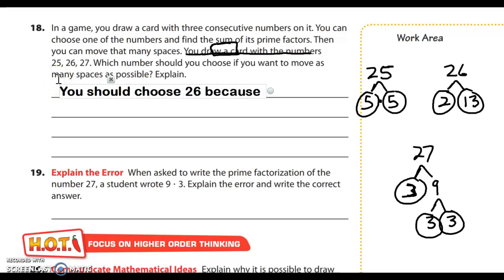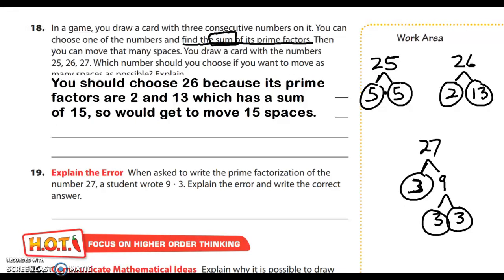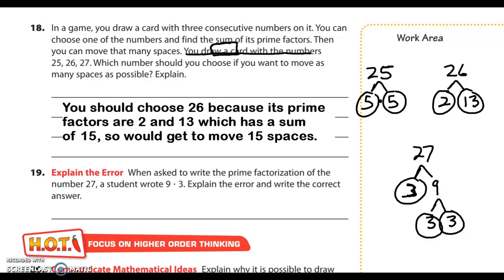Because its prime factors are 2 and 13, which has a sum of 15. So you would get to move 15 spaces. There's a lot working in that problem, and it's really pretty tricky. The math wasn't crazy hard, but there was a lot to think about there. Let's move on. Let's just see how much we can get done here.